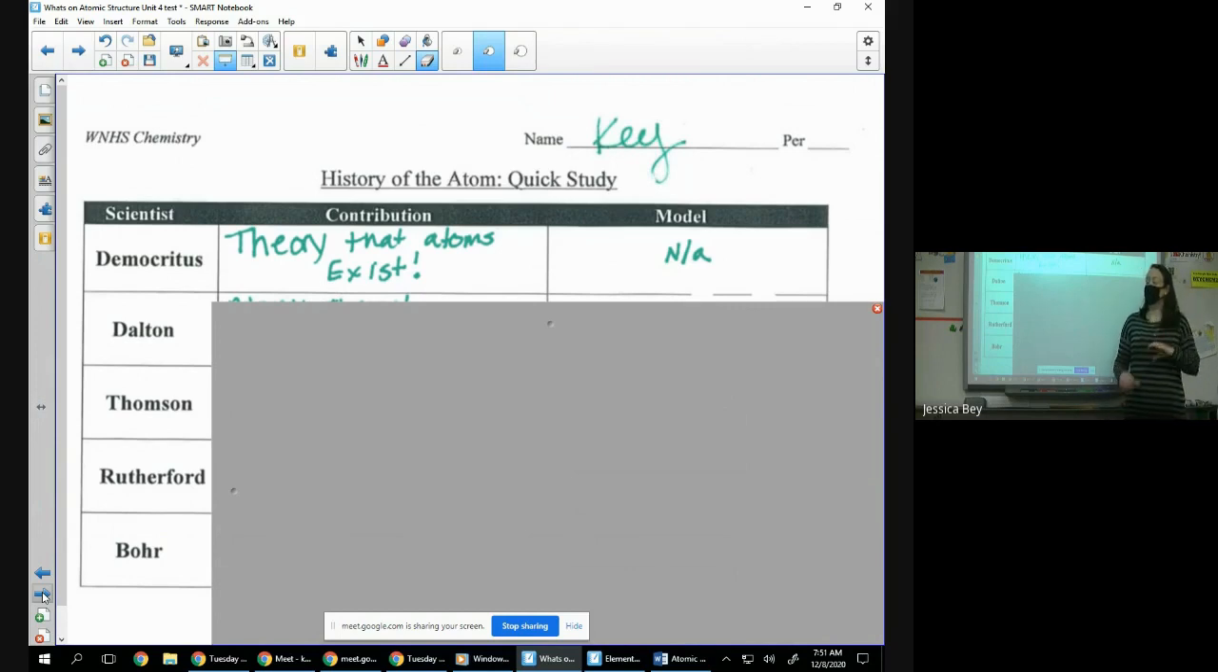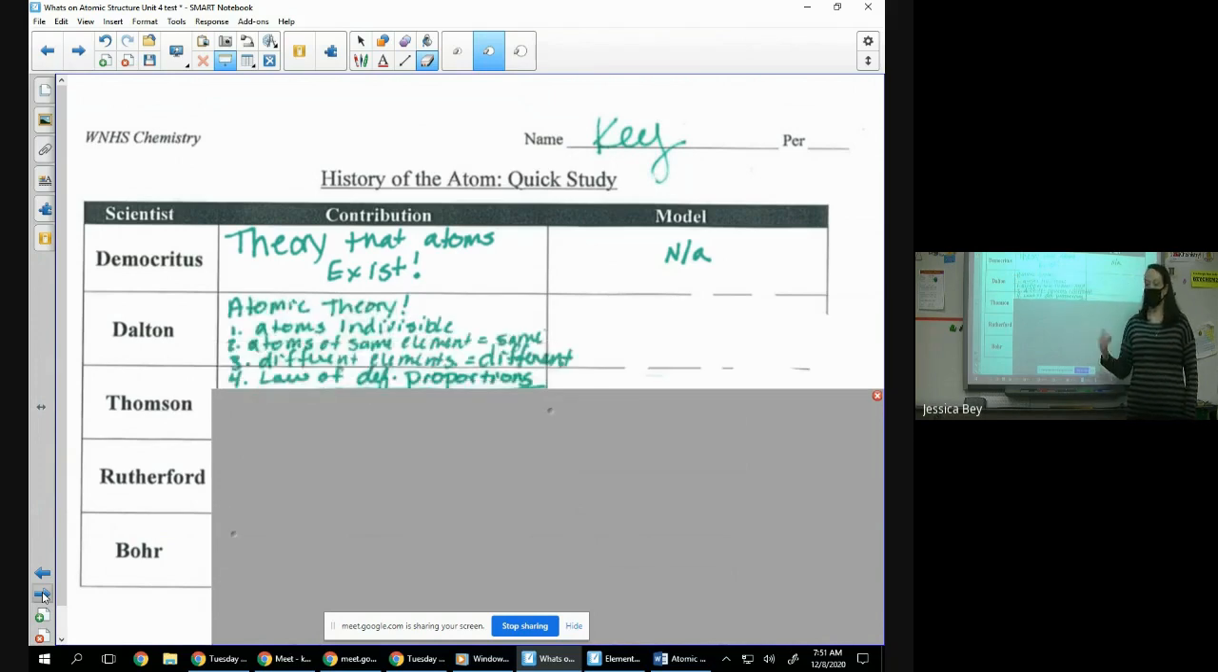Dalton, because in between Democritus and Dalton, we had two people that were showing us evidence of atoms. That was Proust and Lavoisier. Lavoisier wrote the law of conservation of mass, and Proust wrote the law of definite proportions, right? And then we finally get to somebody telling us that atoms exist, and that is Dalton.